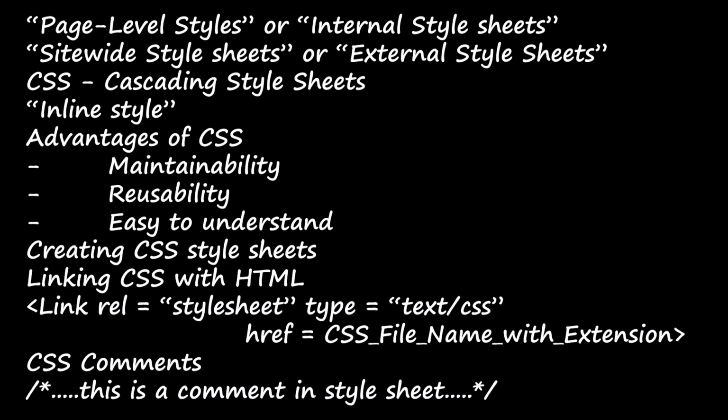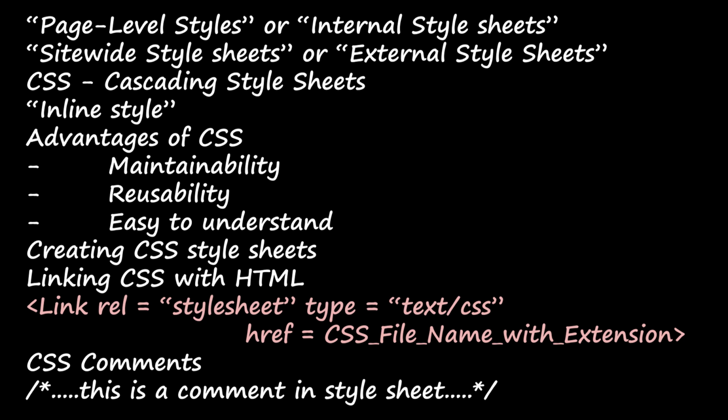And creating a CSS style sheet is the same as HTML, right? You'll open Notepad and type the CSS code, and you will save it with a name and the extension .css, right? How will you link it with the HTML? You will use this line. You will have link rel equal to, inside double quotes, stylesheet, type equal to, inside double quotes, text/css, href equal to the CSS file name, which you will give with the extension, right? And they have given two examples, and then the CSS comment.